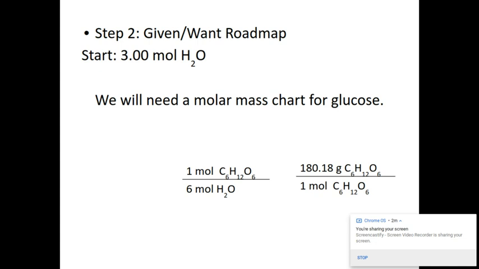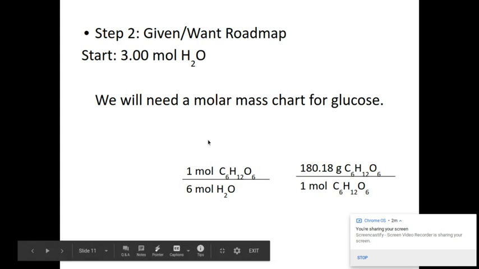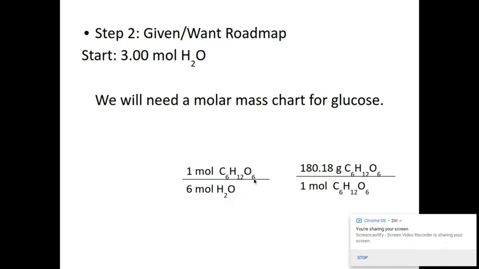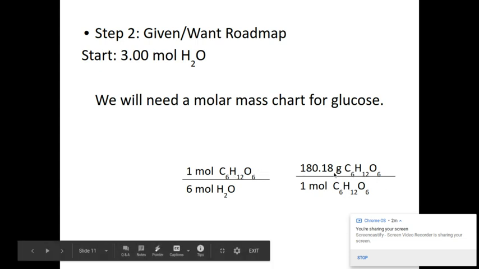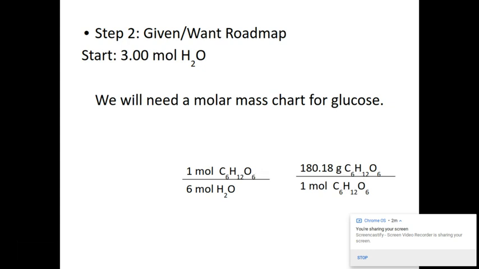Down here at the bottom, you can see we've got our mole ratio between water and glucose. This is directly from the formula. Remember, there's 6 water molecules for every molecule of C6H12O6, glucose. In other words, there's also 6 moles of water for every 1 mole of glucose. And over here we have our molar mass of glucose divided by 1 mole. These are both equalities. These are both equal to the same thing.